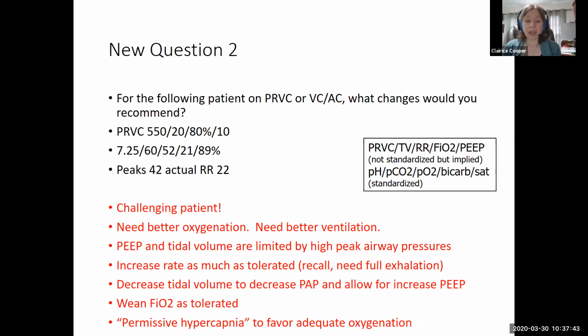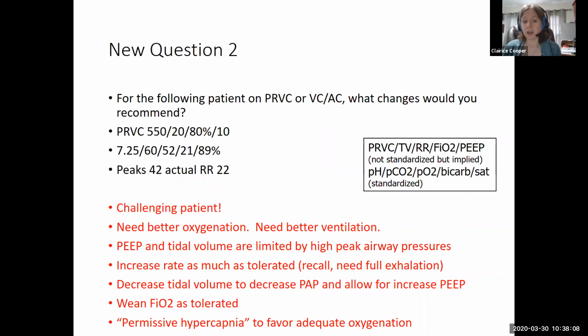In order to maintain and increase minute ventilation to address the hypercarbic respiratory acidosis, now that we have to decrease our tidal volume, we have to increase our respiratory rate even more. And so we're going to increase that as much as tolerated, while also being sure not to cause breath stacking.